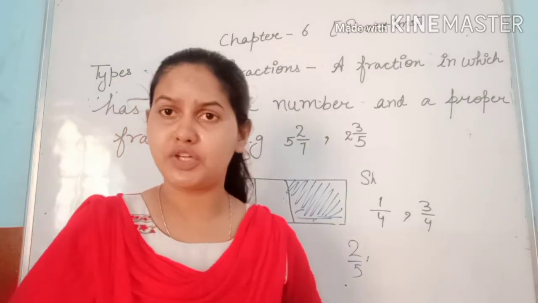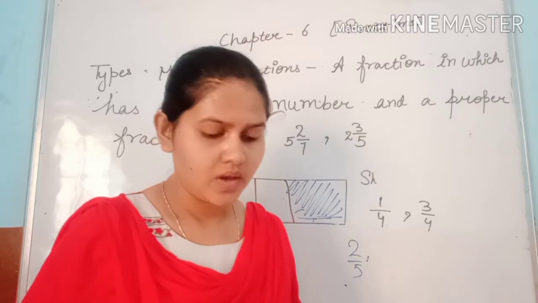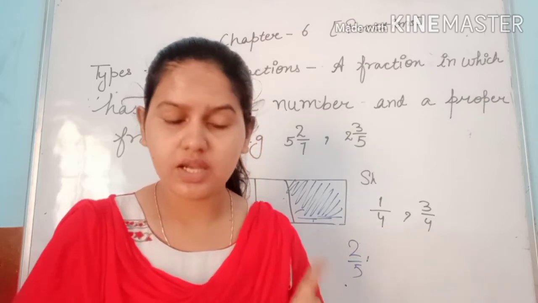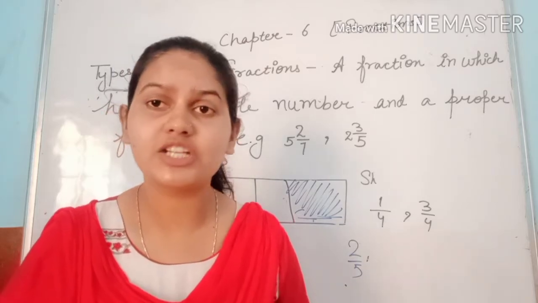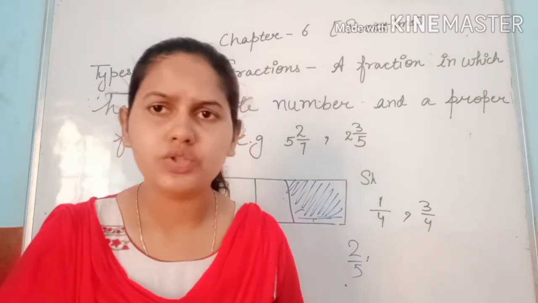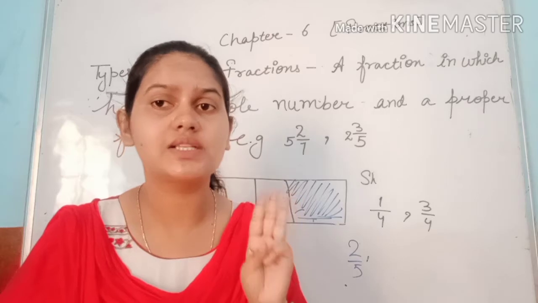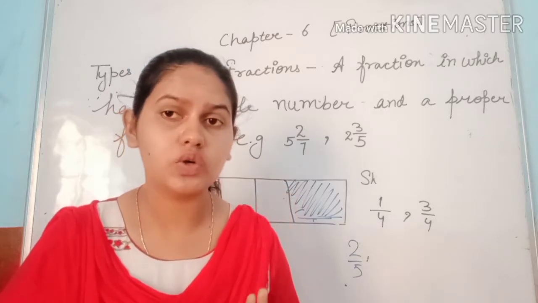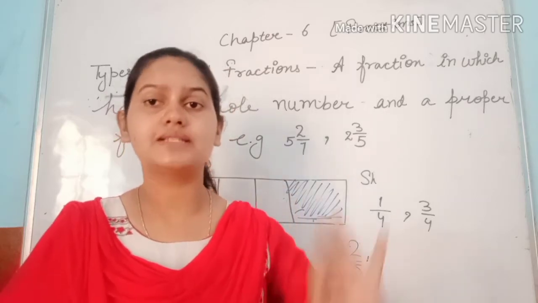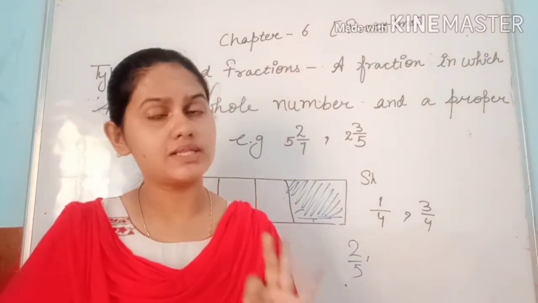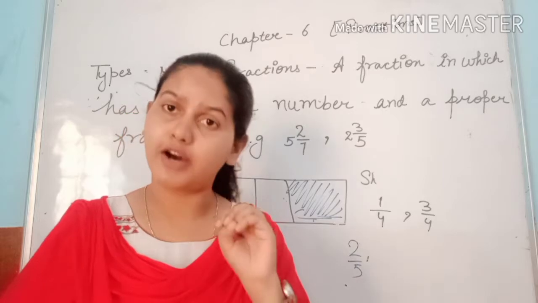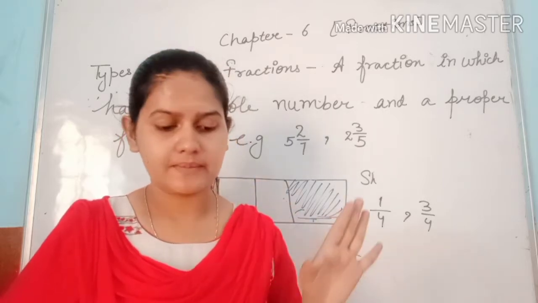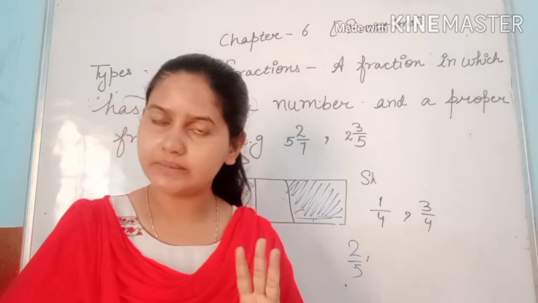How many circles are given to us? The C1. 1, 2, 3, 4, 5. Total of 5. How many are shaded? 1, 2, 3. 3 circles are shaded. So what will we do? We will write the fraction as 3 over 5, because the total circles are 5, which means the denominator is 5 and the numerator is 3, right?